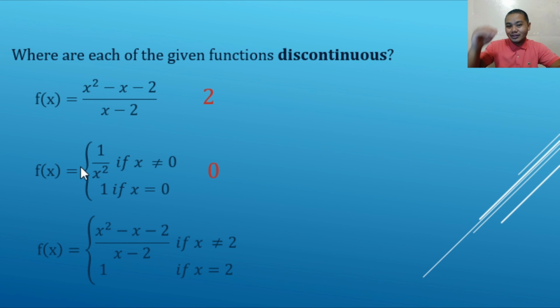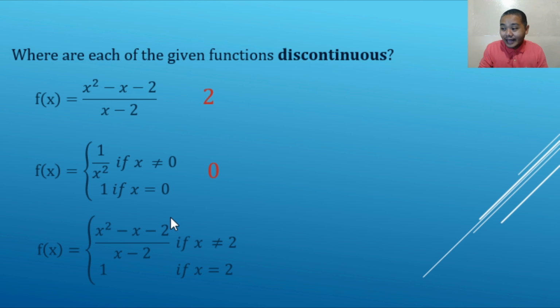Okay? So, di ba nga, na-discuss natin, kapag kinukuha yung limits, pwede natin gamitin yung limit of f(x) as x approaches to a is equivalent to f(a). Kung papalitan natin or substitute natin yung x ng 0 dito, that will be 1/0, so that is undefined. So, ibig sabihin, hindi nag-exist yung ating limit. So, ibig sabihin, sa 0 tayo nagkakaroon ng discontinuity.